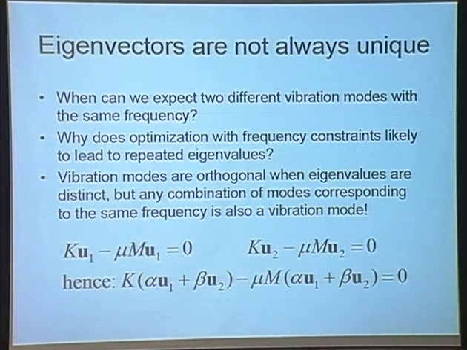Now, the thing that I like to do, as you probably have seen, is explore the fine print on the methods that we study. And with eigenvalues and eigenvectors, there is a lot of fine print that a lot of people ignore and end up with a lot of egg on their face. So the first thing that is key to the problem is that eigenvectors are not always unique. And the question is, when can we expect two different vibration modes with the same frequency?